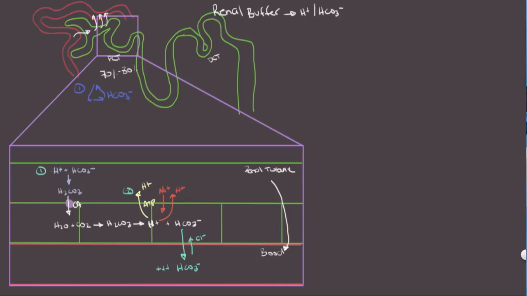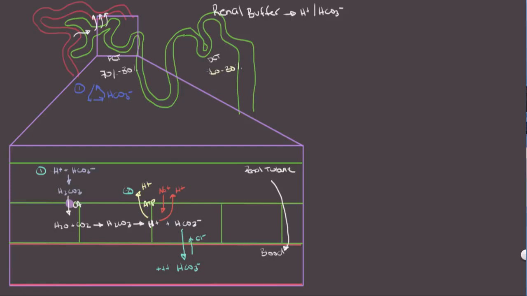So now that we understand how the proximal convoluted tubule plays a role in acid-base balance, we should take a look at how the distal convoluted tubule is going to pick up the rest of the responsibility for acid-base balance. Generally, the distal convoluted tubule is responsible for about 20 to 30% of our bicarbonate reabsorption, or 20 to 30% of our bicarbonate recycling.